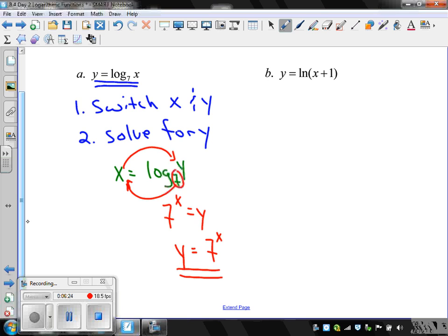Okay, let's look at one more example over here for finding an inverse. Same concept. I'm going to switch x and y. I'm going to solve for y. Okay, so I switch x and y, and now I'm going to solve for y. Okay, so I need to know that down here, this is really base e, right? So I do e to the x equals y plus 1.